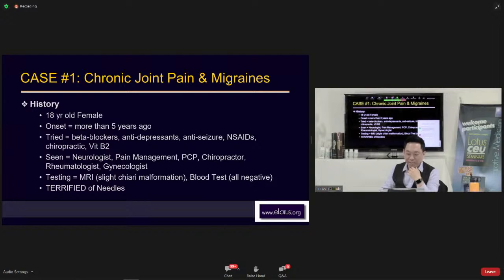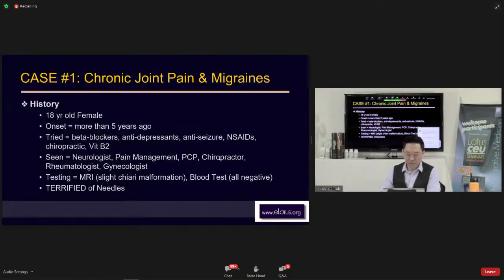Okay. So case number 1. Chronic joint pain and migraines. So remember, we treat a lot of neurological conditions, chronic pain, and so forth. So history: this is an 18-year-old female. Onset was more than 5 years ago. She's tried all these different types of medications, the standard concoction when she goes to a pain management, right? Beta blockers, antidepressants, anti-seizures, NSAIDs. She's even tried chiropractic. She's even tried B12. And so all of those things.